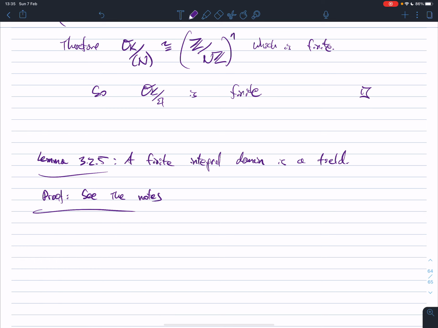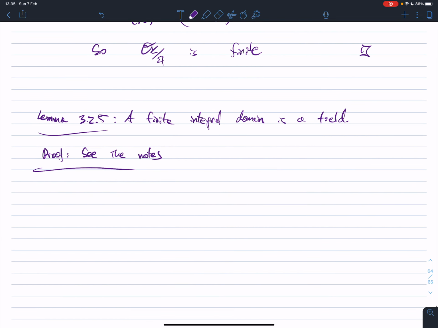But this is some basic algebra. I expect that you may have seen this before in one of the algebra courses. If not, then go read the proof, or just try and prove it yourself. It's not hard.